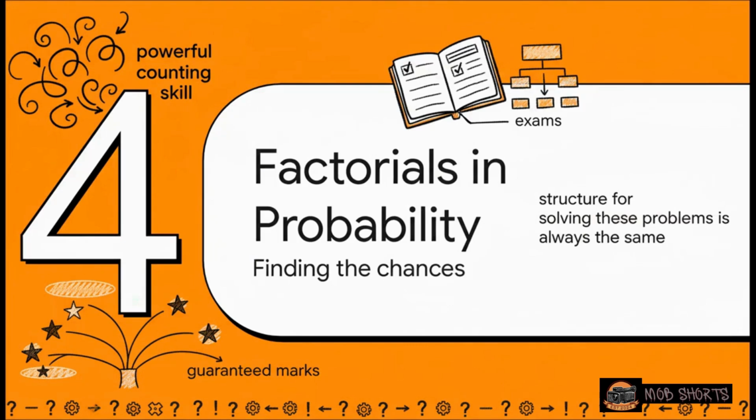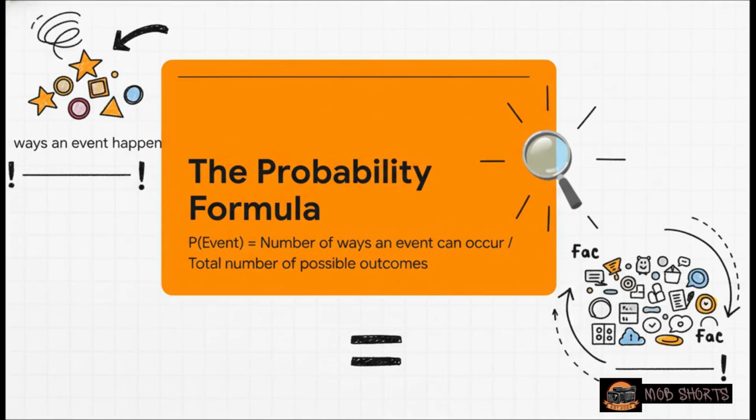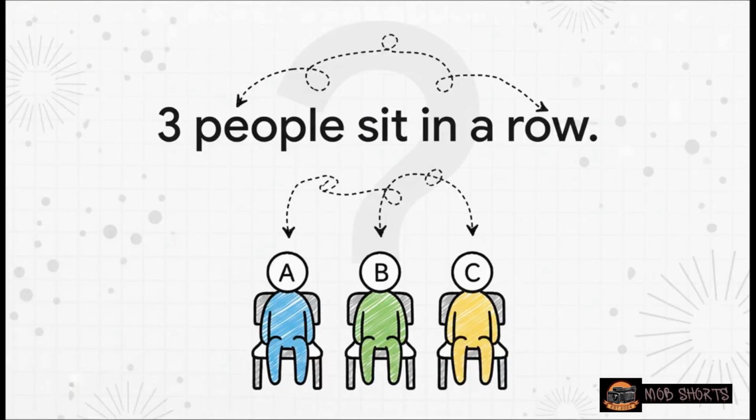Okay, this is where it all comes together. We're going to use this powerful counting skill to solve probability questions. And trust me, this is where you can pick up some guaranteed marks in your exams, because the method for solving these is always the same. We all know the basic formula for probability, right? It's simply the number of ways your desired event can happen divided by the total number of things that could possibly happen. Well, factorials are a tool to find both the top and the bottom of that fraction quickly and accurately.